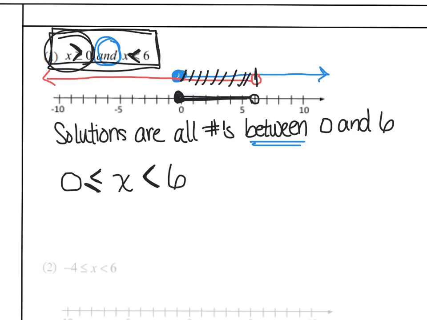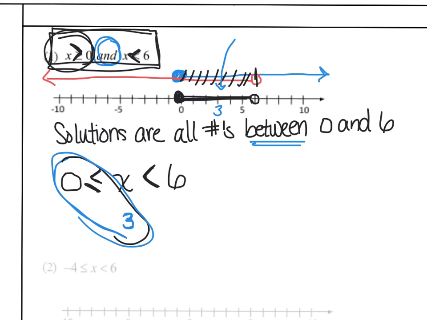We can test this with one of the numbers in my solution space. Let's test it: 0, 1, 2, 3. This number right here is 3. You can jot this off to the side if you want to have it on your paper. If I take 3 and say that x is 3, I've got to have two true statements. My first statement is 0 is less than or equal to 3. That is true. And then the other statement, 3 is less than 6, is also true. So they're both true at the same time.